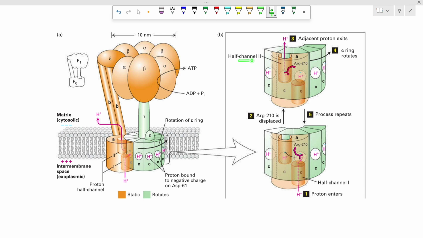so that when protons enter, these protons displace the arginine 210 into the C subunit that is close to half channel 2. So when arginine 210 moves from half channel 1 to half channel 2, the proton that is present in half channel 2 is displaced, or expelled, into the matrix. And when the proton is expelled into the matrix, a rotation occurs anti-clockwise, and then this empty site, the C subunit, comes close to half channel 1, and the cycle continues.